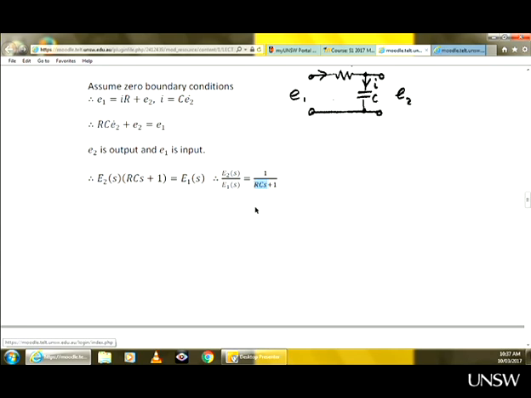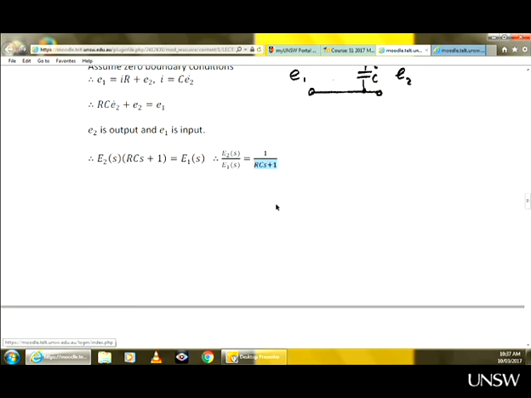How many time constants does this system have? 1, because this is a first-order system. What does it mean, the first-order system? That means that the transfer function is of the first order. What does it mean that the transfer function is of the first order? Because the polynomial in the denominator is a first-order polynomial. So, the time constant RC.